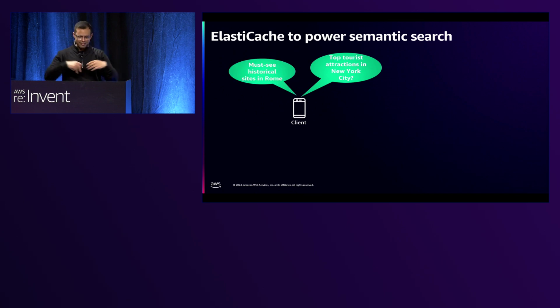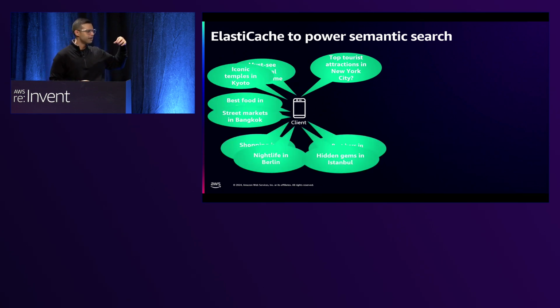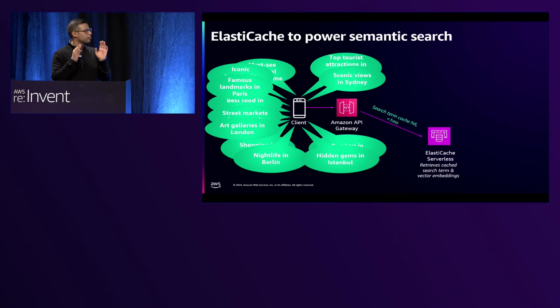Imagine massive sort of inflow of queries. Best bars in Amsterdam, art galleries in London, best food in Paris, street markets in Thailand, etc. This will go to something like API Gateway. And then we get a choice to redirect one of two paths. The first option is, of course, best case scenario. If our search term is already cached, we go to ElastiCache, we do a sub-millisecond retrieval, very quick, amazing.